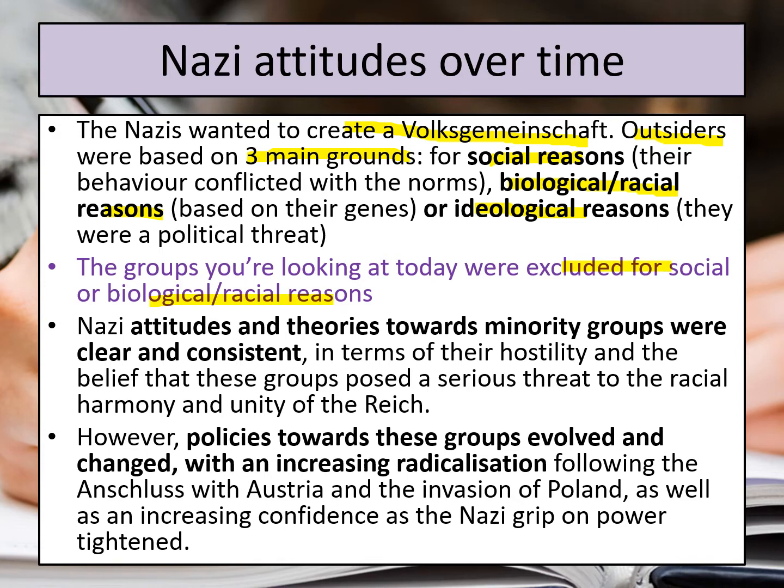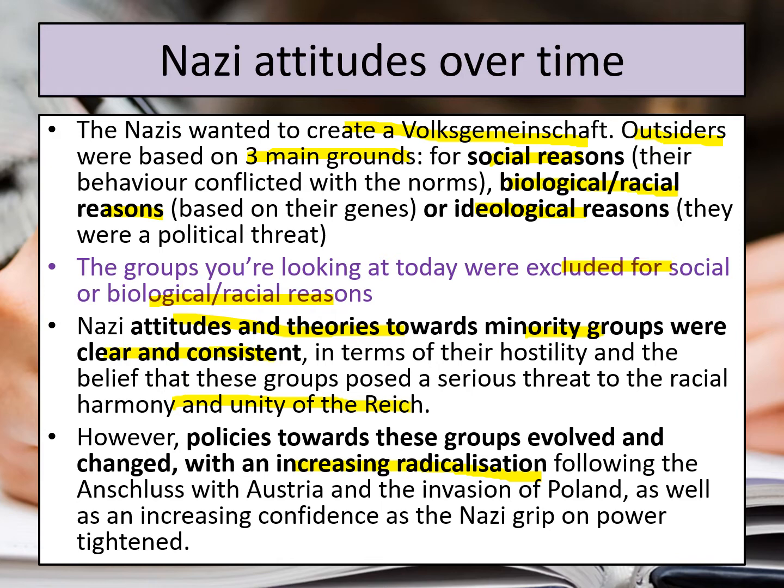And what is very clear is that even though over time the Nazis became more radical with their policies, their attitudes and their theories towards minority groups was incredibly clear and consistent. They aimed to remove them or re-educate them and to try and create this people's community over time because they saw them as a threat to the harmony and unity of the Reich. And this is evident from all of their policies, even though these policies were often put in place on a kind of ad hoc basis.